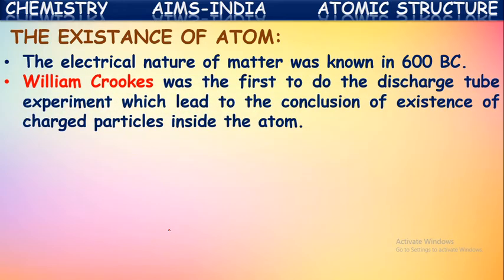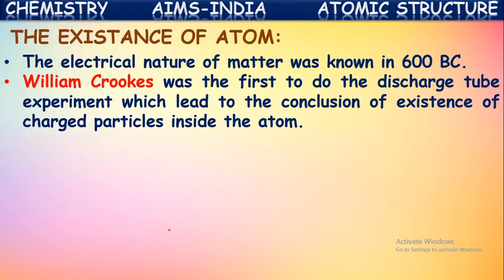Next, William Crookes was the first to do the discharge tube experiment, which led to the conclusion that atoms contain some charged particles inside them. So this was first proved by the scientist William Crookes. He did an experiment called the discharge tube experiment. What is this? In that he took a cylindrical hard glass tube, which is closed at both ends. Now he introduced some gas into the discharge tube, with very few molecules of gas, and he decreased the pressure of the gas inside by using a vacuum creator as a gas sucker. Now he introduced two electrodes into this glass tube, which he called the discharge tube.